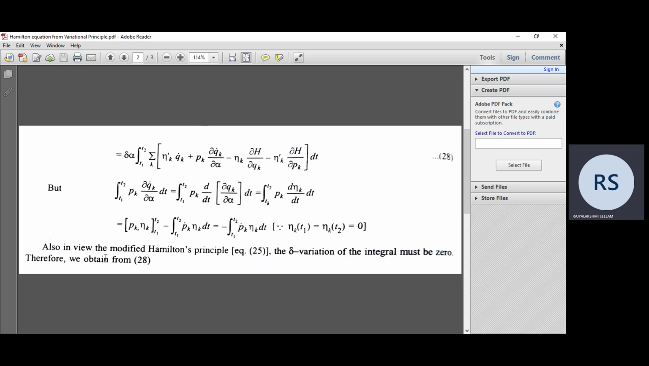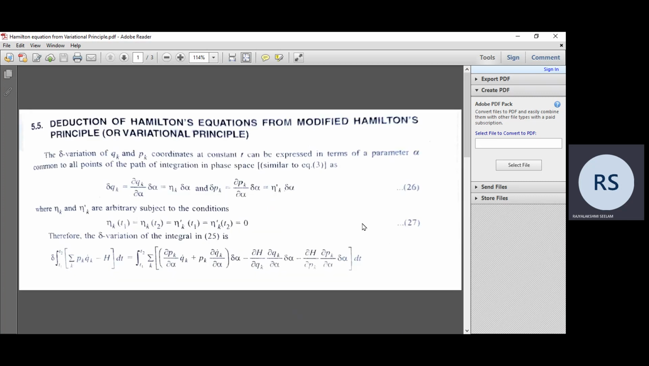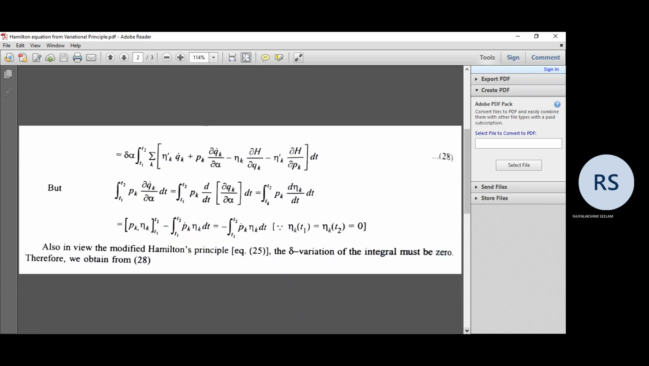And also in view of the modified Hamilton's principle, already we have seen this equation, the delta variation of the integral must be 0. So according to that condition this becomes 0 and this will remain. So if this is 0, all this equals 0. Just we will write that equation. In view of the modified Hamilton's principle, the delta variation of the integral must be 0. So we will replace this term.